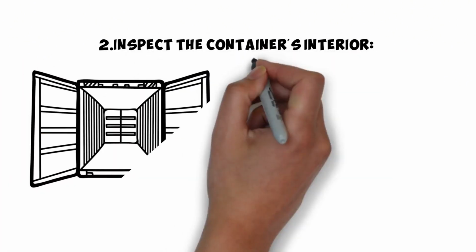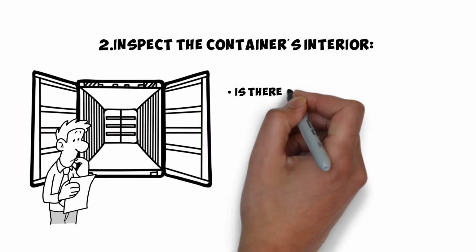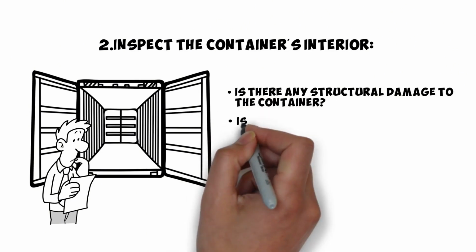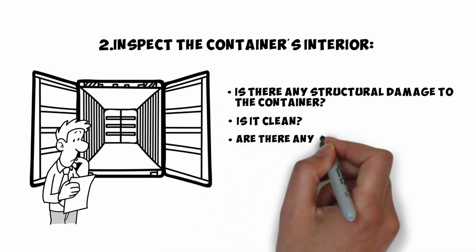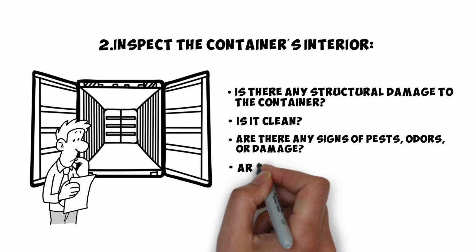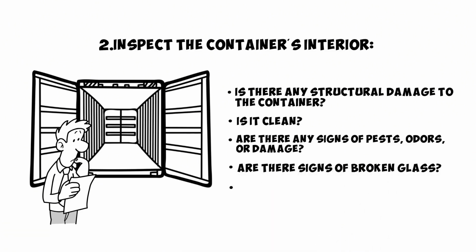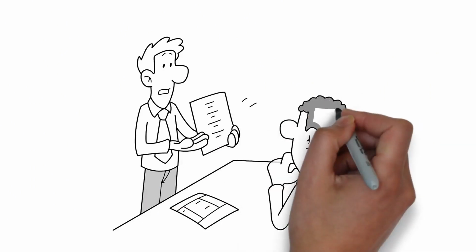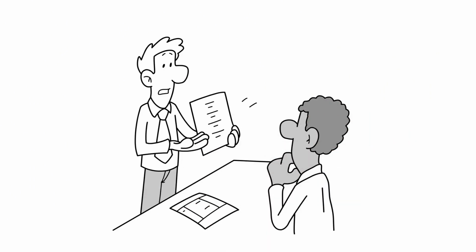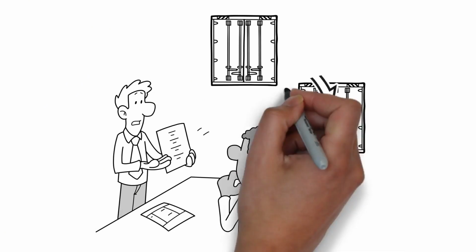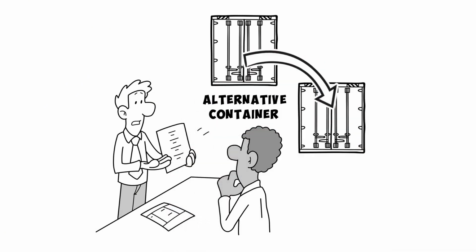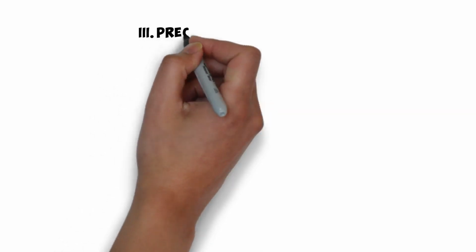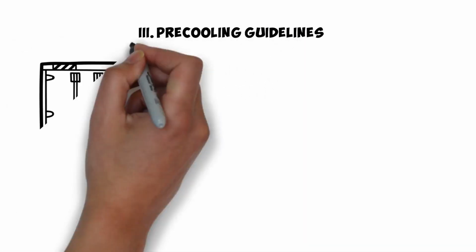Inspect the container's interior. Is there any structural damage to the container? Is it clean? Are there any signs of pests, odors, or damage? Are there signs of broken glass? Record these findings on the pre-cooling record. Inform your supervisor if any of these conditions exist, so arrangements can be made for its cleaning or the use of an alternative container.